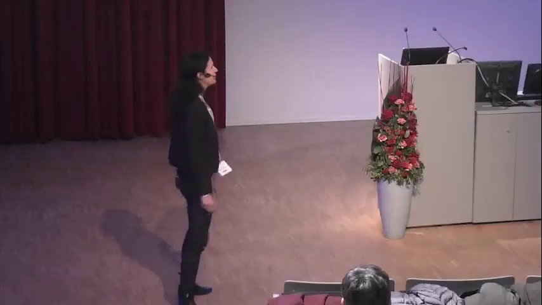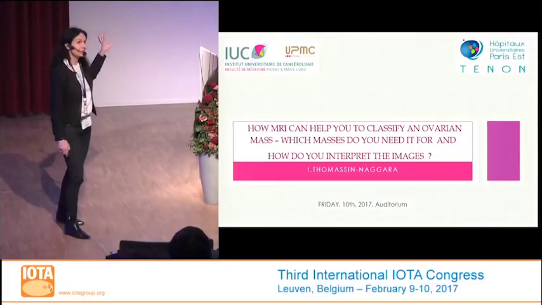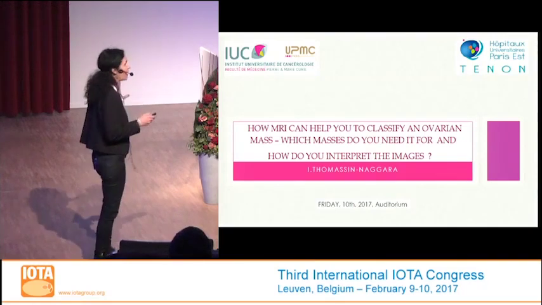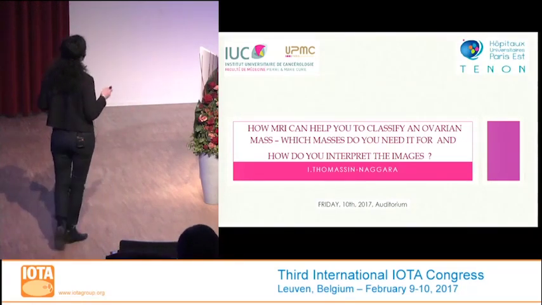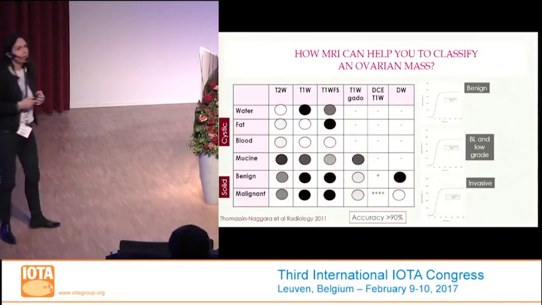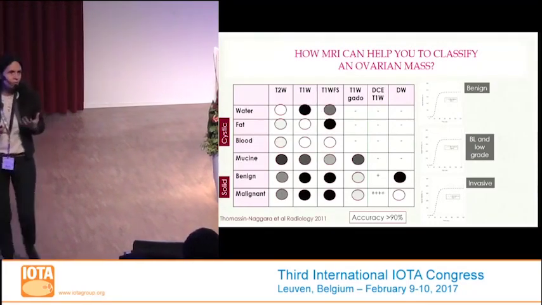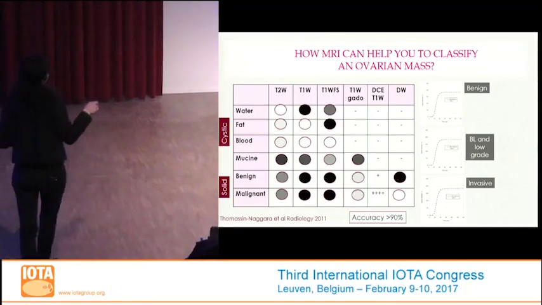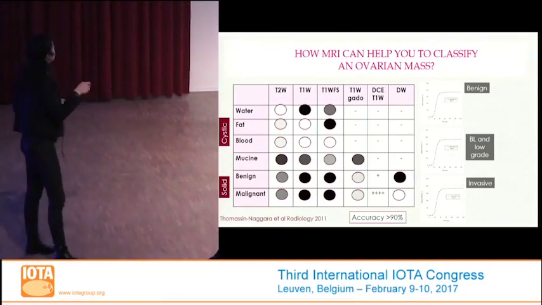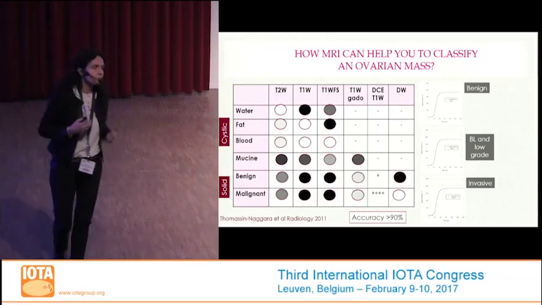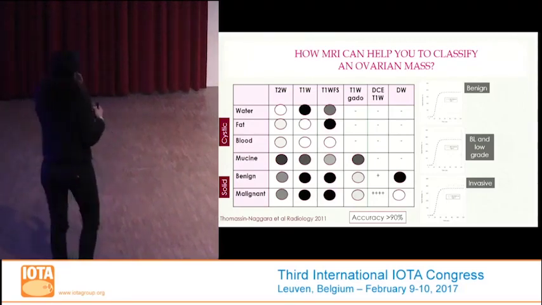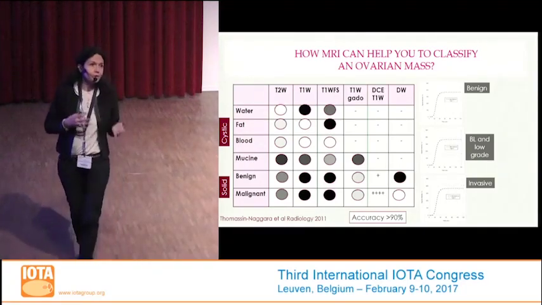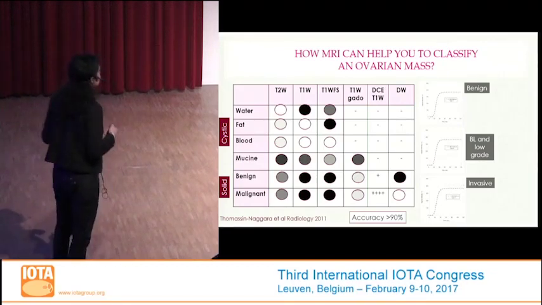Isabelle. Okay, thank you very much for inviting me. So the question, you can see there are many questions, but I think the simplified title is MRI and how, when, and which masses we will refer to MRI. So why could MRI be useful? MRI is useful because it helps you to recognize cystic components. Thanks to the characteristics of the cystic fluid, by combining sequences we are able to recognize water, fat, blood, mucin, and also to characterize benign and malignant tissue, especially by adding functional sequences.